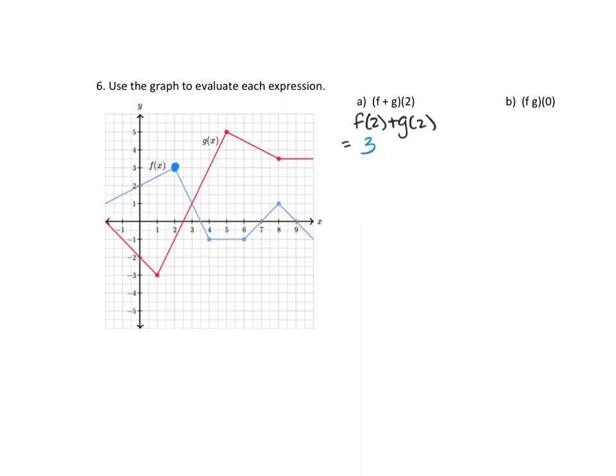It's going to be 3 plus, when the x value is 2, our g value is down here. It looks like at negative 1. I'm going to use red for this instead of yellow. There we go, at negative 1. When we add 3 plus negative 1, that's going to get us the value of 2. So that we can say that f plus g of 2 is equal to 2.